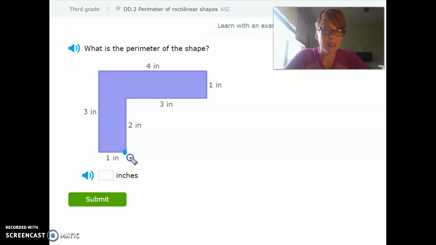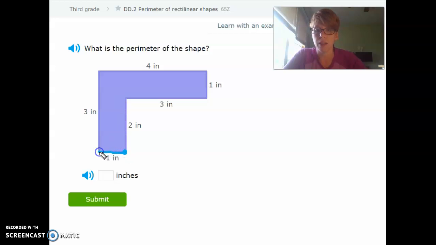Now, these numbers I'm seeing, I think I can add these up in my head, and I think you can too. I don't think I need to write down 1 plus 3 plus 4. So count along with me. Okay, I might make a mistake. I don't know. Watch out and see. But let's go around this shape.